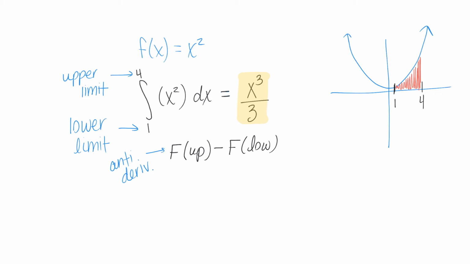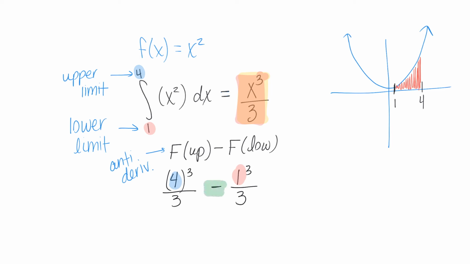So we're going to say x cubed when x is 4. So 4 cubed over 3 minus 1 cubed over 3, right? So what I did there was I took my antiderivative and I plugged into that my upper limit of 4 and my lower limit of 1, and I'm going to subtract them.